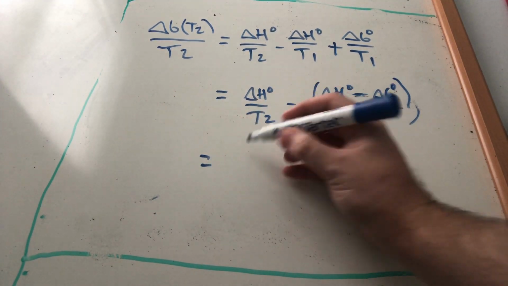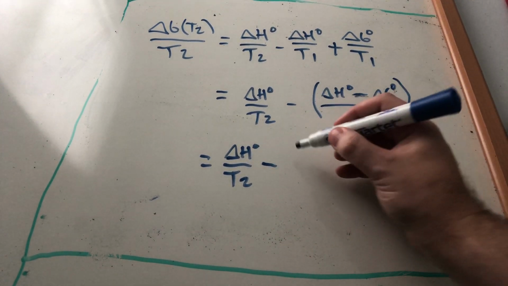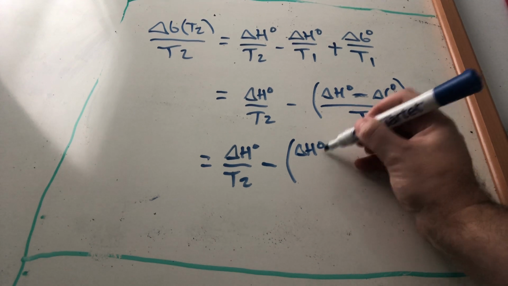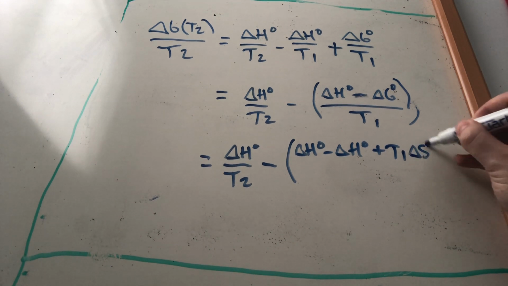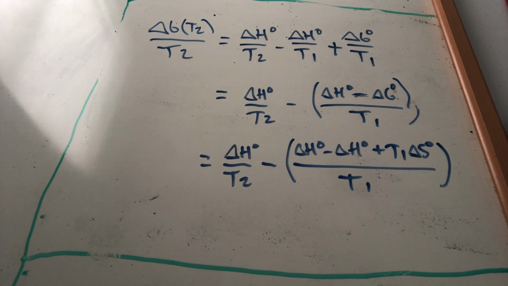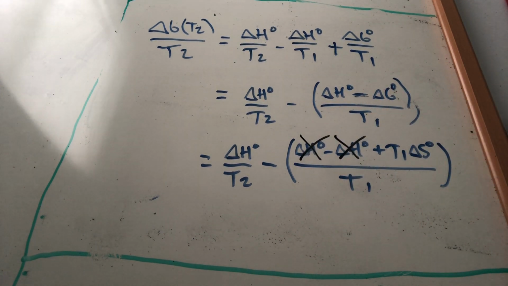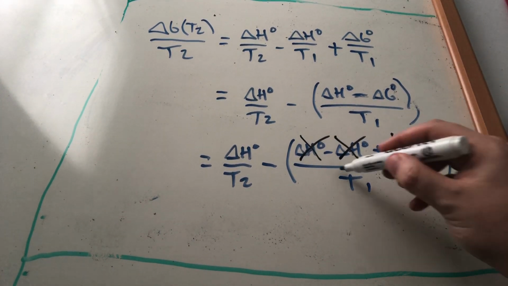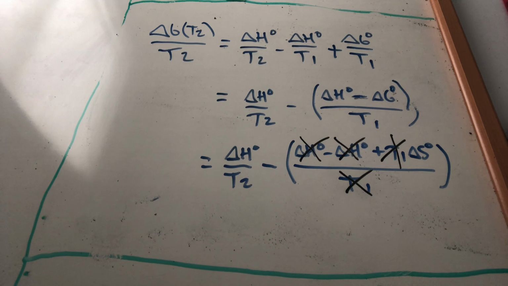Let's leave the left-hand side alone. We're going to have delta H naught over T2 minus, right? On the inside here, we're going to have delta H naught minus delta H naught plus T1 delta S naught. All of this is divided by T1. So if we make that substitution, we now see that in that parenthetical term, there's a delta H naught and there's a minus delta H naught. So these guys cancel. There's a T1 here. Now in the denominator, that's going to cancel the T1 there. And what we end up with is a delta S naught, okay?